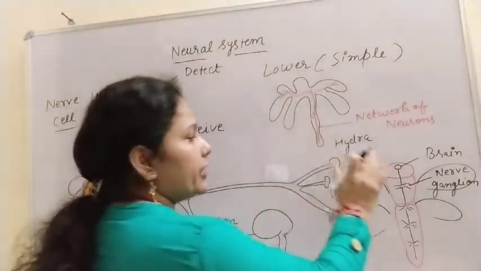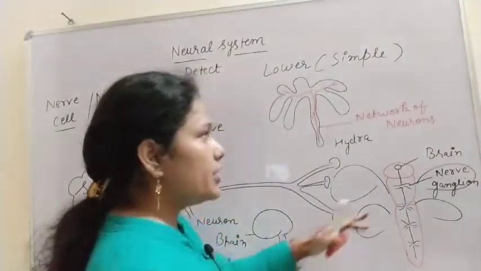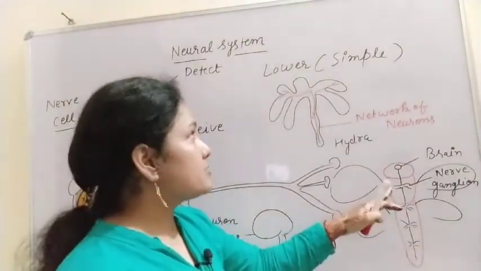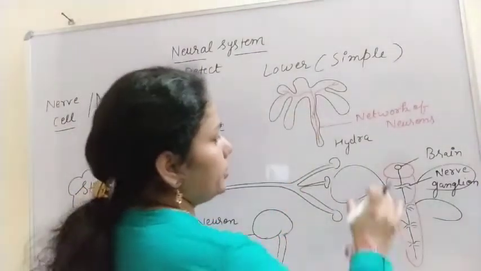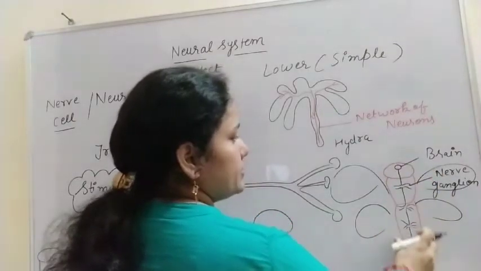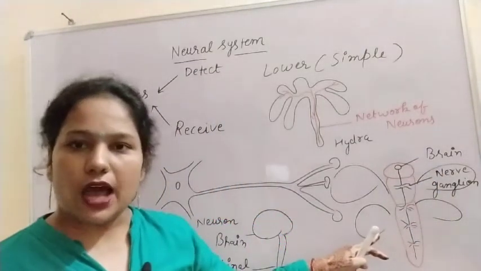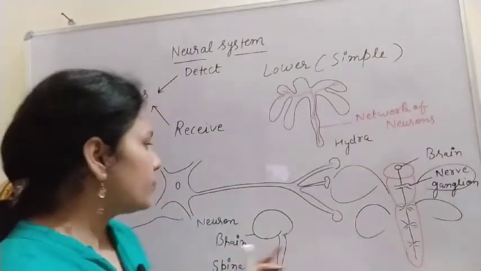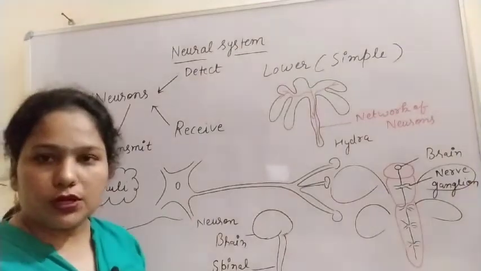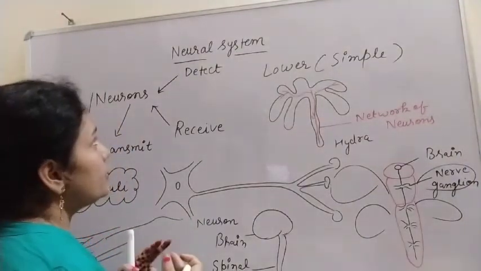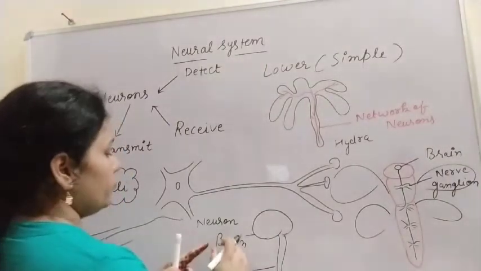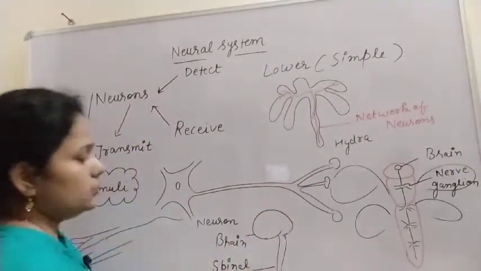But when we take the example of insects, the neural system is more complex as compared to Hydra. Here the brain along with the nerve ganglia are present in insects like cockroaches. And in higher vertebrates like human beings, a very well developed neural system is present, having the brain and the spinal cord.